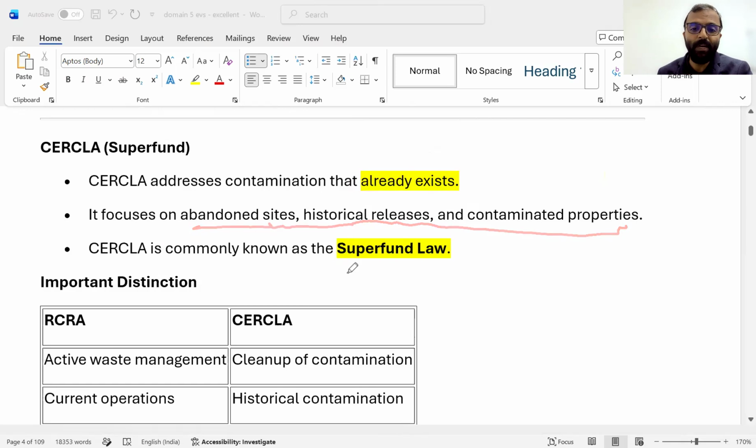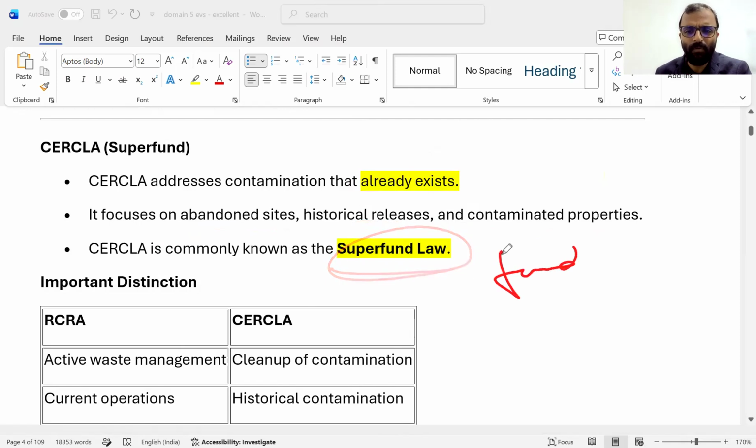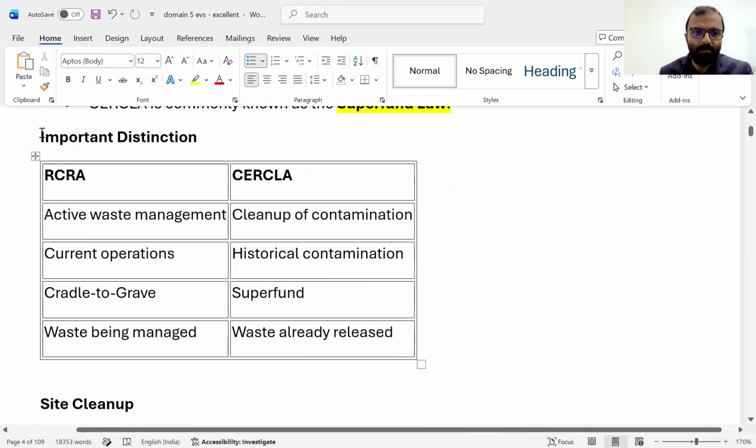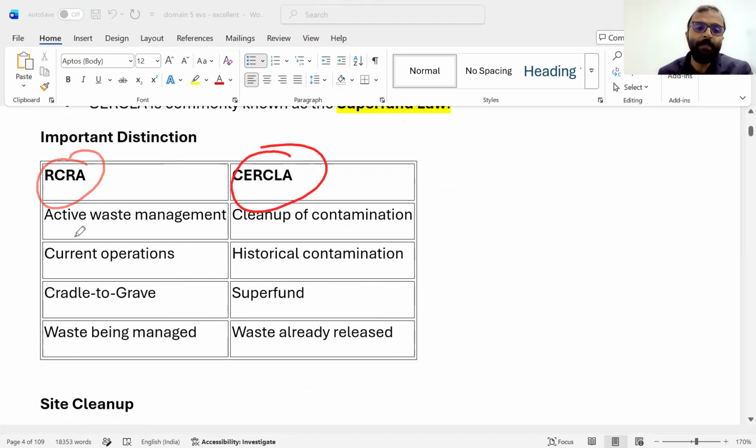So CERCLA is commonly known as Superfund law. I will tell you why it is known as Superfund: because they are giving funds to clean up. So what is the distinction? What is the difference between RCRA and CERCLA?